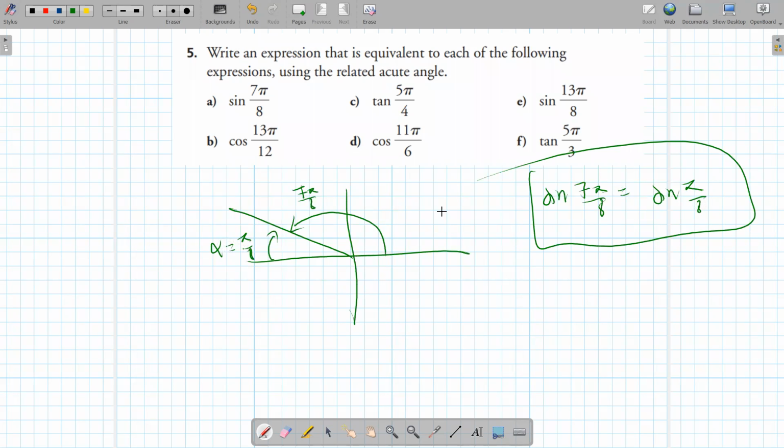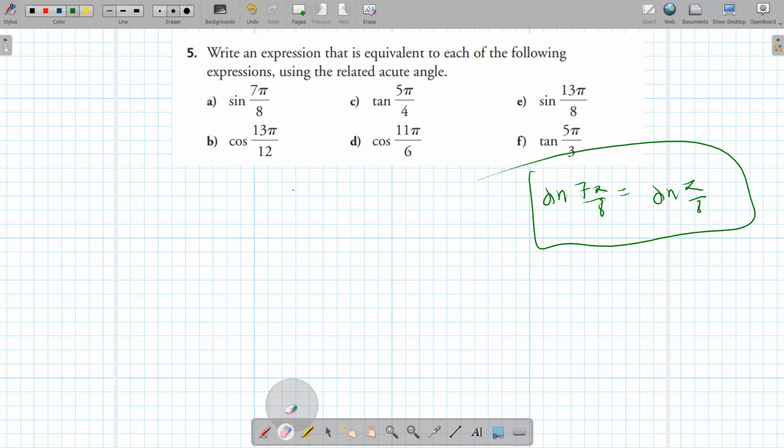Well, so what am I trying to find? I'm just trying to find the related acute angle. Correct. Here, let's do another one. B, okay? What's the point of having sine though? Oh, that's just the function that they have given us. But no, it has a purpose. It's to use the CAST rule.